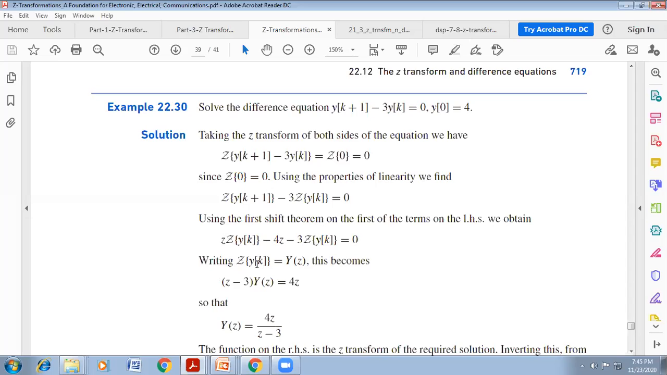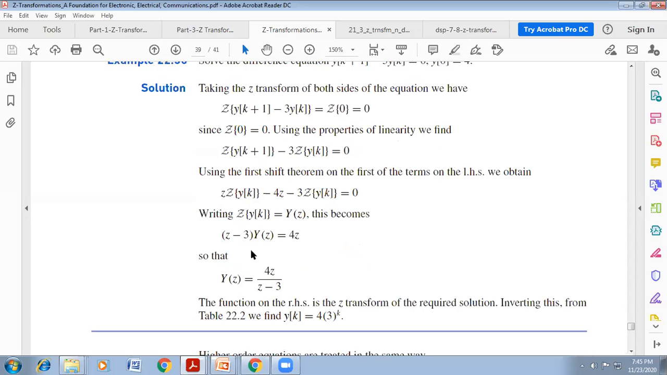Now writing the z transform of yk equals Y(z), capital Y(z). Then this equation can be written as: Y(z) will be common, the z transformation of yk represented by Y(z). So this can be written as (z minus 3) Y(z) equals 4z on the right hand side. So Y(z) can be written as 4z divided by z minus 3. The function on the right hand side is the z transform of the required solution.